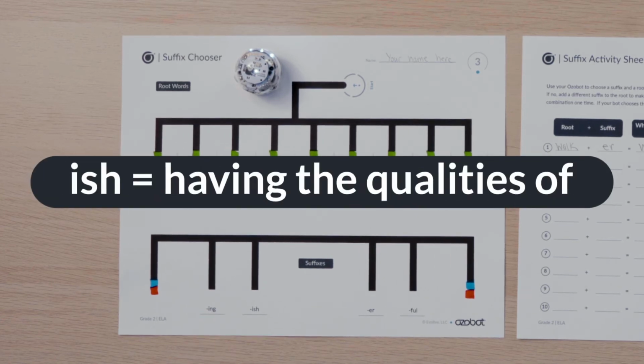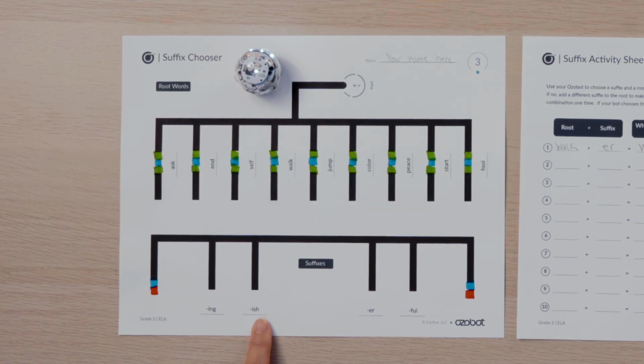The suffix ish turns a noun into an adjective, having the qualities of the noun. So the root word self means me. When I add ish, the word is selfish, which means having the qualities of me or all about me.